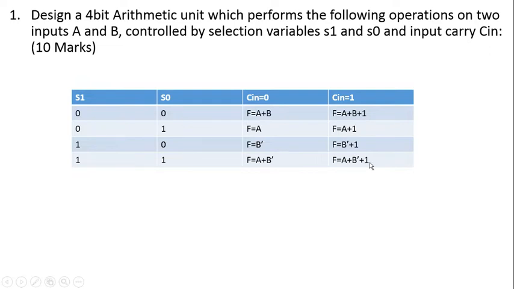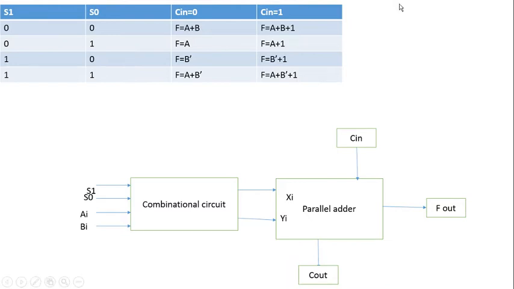How to solve this question? For any question like this, we can follow the same procedure that is going to be discussed in this video. Here we have two selection inputs S1 and S0 with two inputs A and B, and a combinational circuit that derives outputs which form the Xi and Yi inputs of the parallel adder. This parallel adder carries a Cin input value and generates a function output.